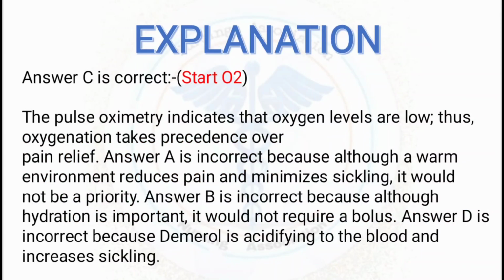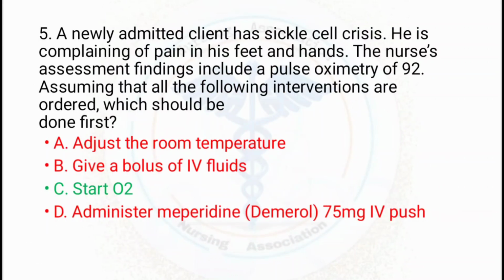And why is that so? The pulse oximetry indicates the oxygen level is low, thus oxygenation takes precedence over pain relief. See, the main problem is that the patient has a low pulse oximetry of 92. We should maintain the oxygen saturation in this kind of patient very carefully. So the first priority goes to oxygen saturation rather than pain relief.